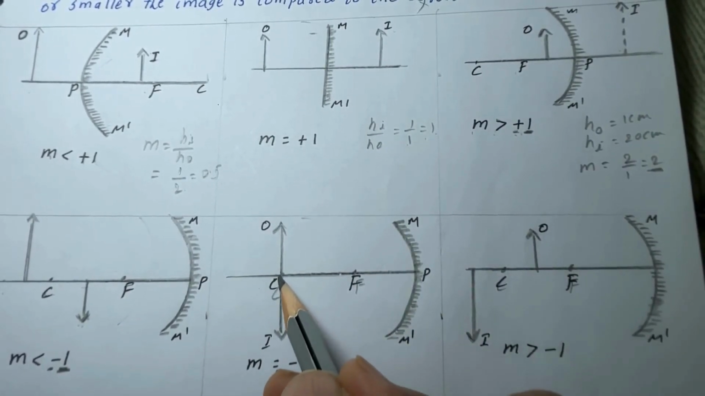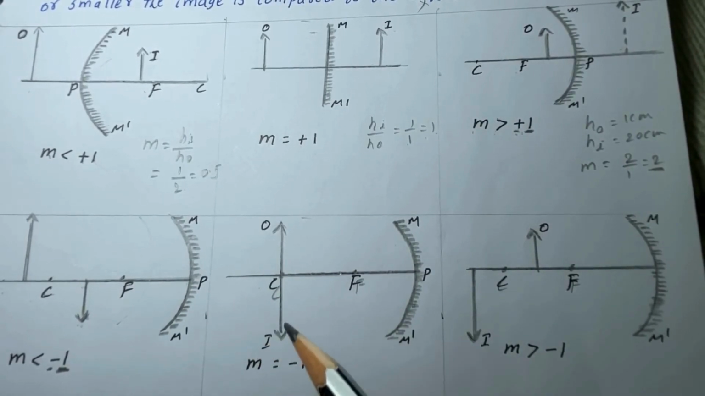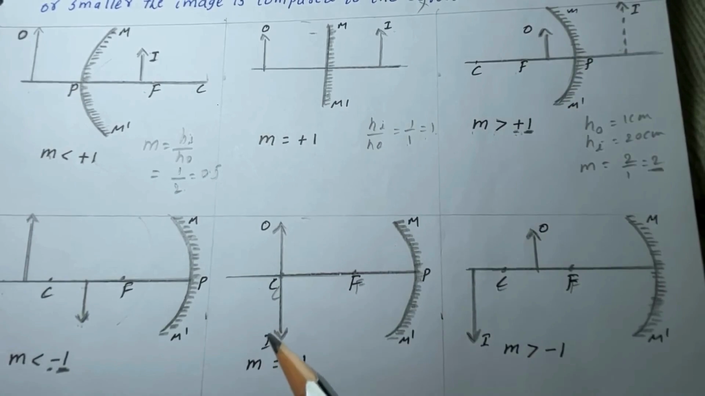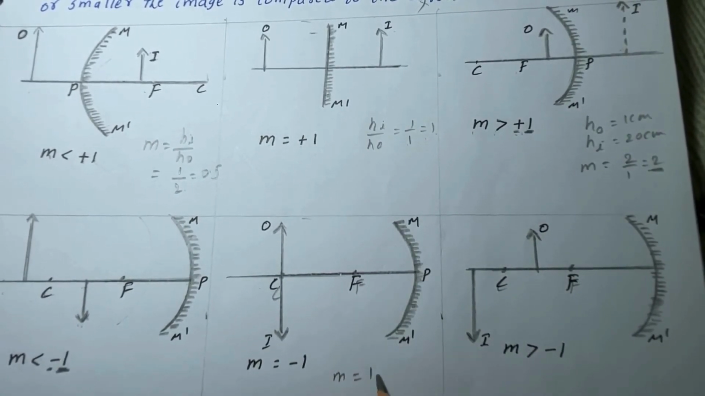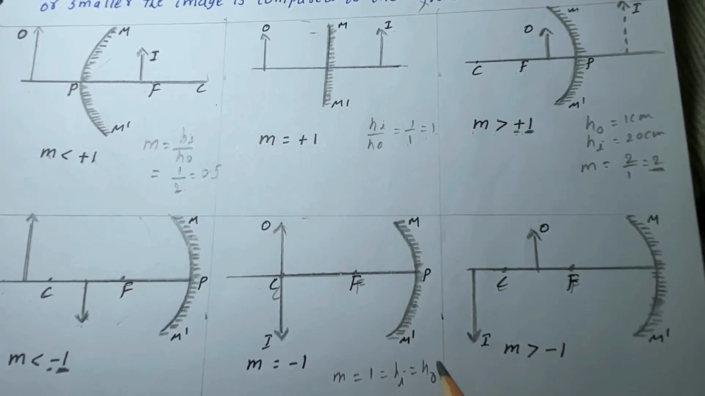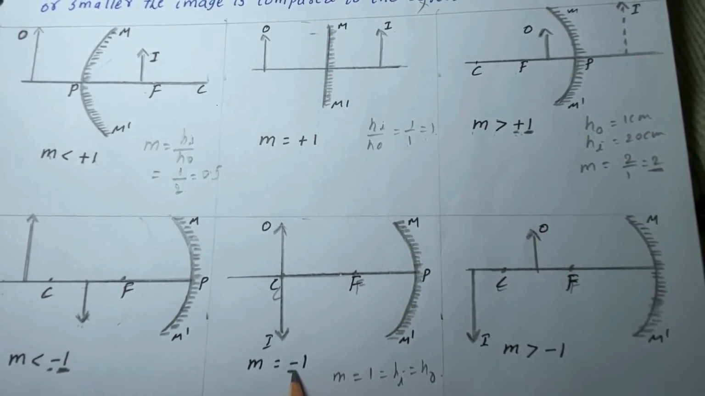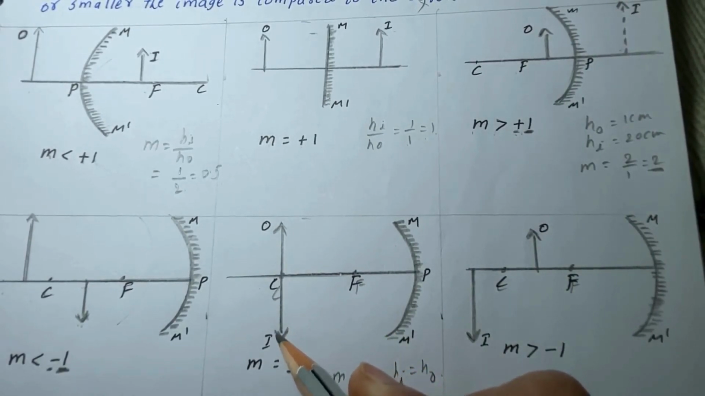When the object is kept on the center of curvature of a concave mirror, it forms an image which is equal to the object size. So M is equal to 1, that means height of image is equal to height of object, and this negative sign shows that the image is an inverted image.